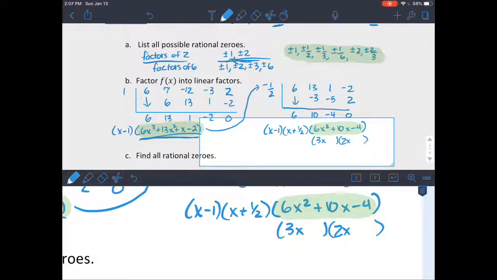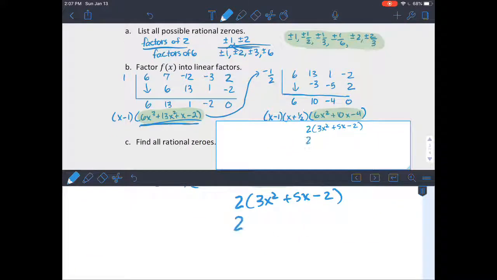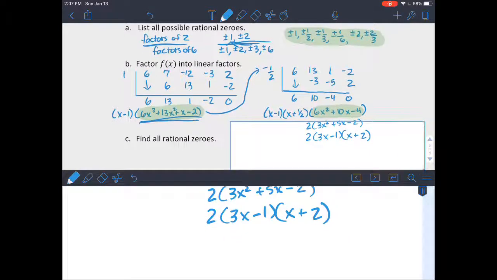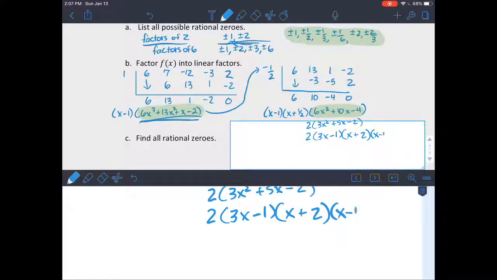Instead of guessing and checking, I should factor a 2 out of everything first. So let's do that. Okay, so factor out a 2, and then I could factor that further. 3x and 1x, and then, sorry, guessing and checking in my head. Okay, factors into that. So my final polynomial is going to have those 4 linear factors. So that's my factored version.